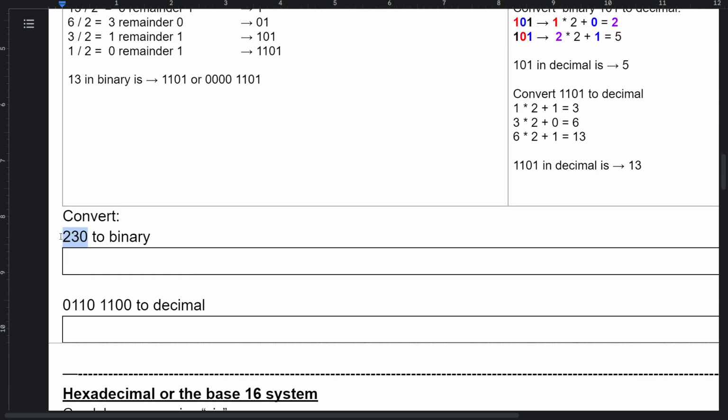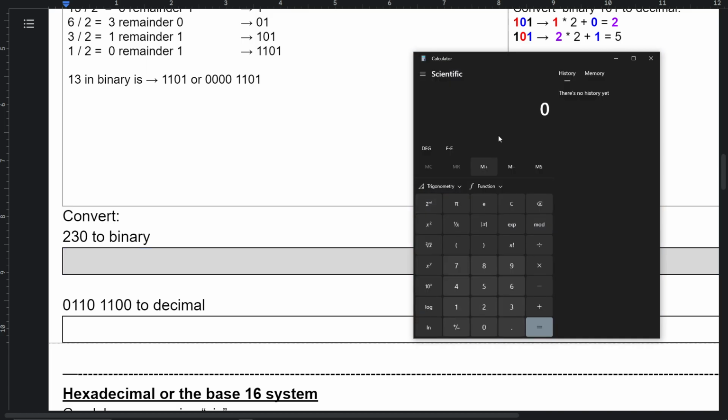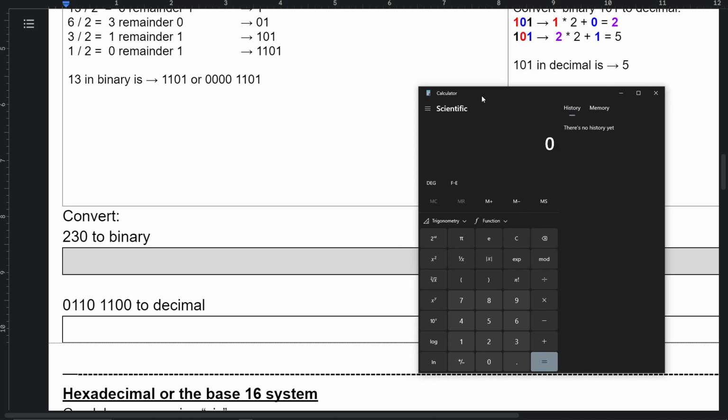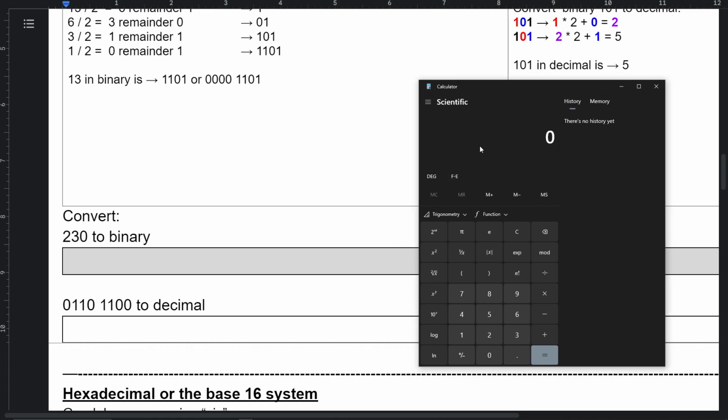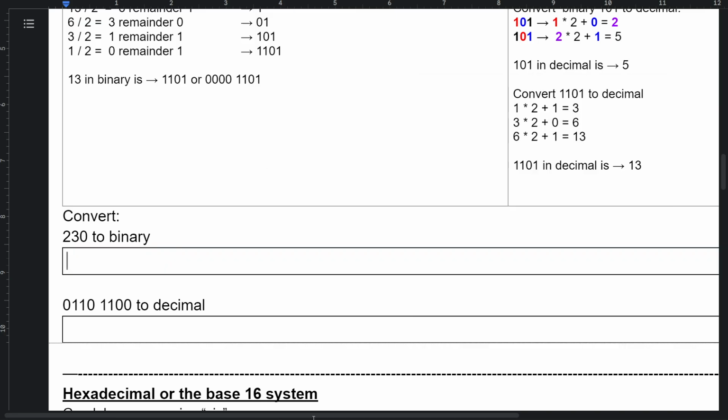So 230. This is a little bit more difficult than doing 13. So you may want a calculator. And we can pull up a calculator here and work with it. So 230. So we're going to do 230 divided by 2. Well, look at that. That's 115. So we're going to write down 0.